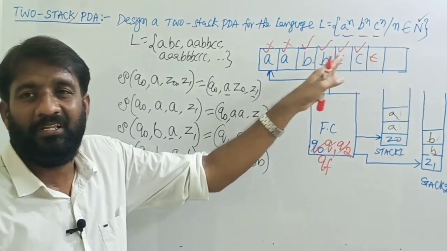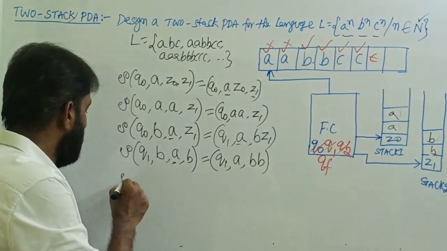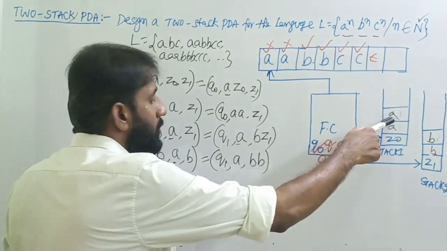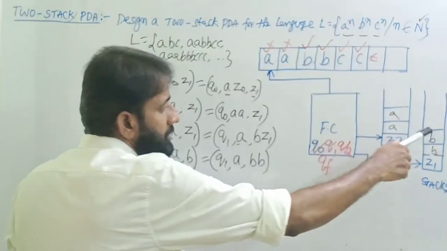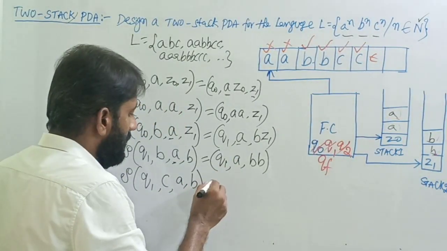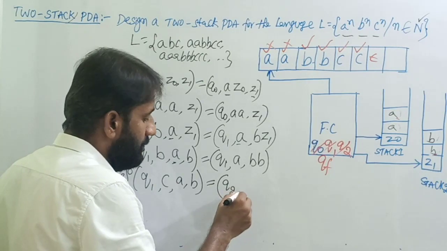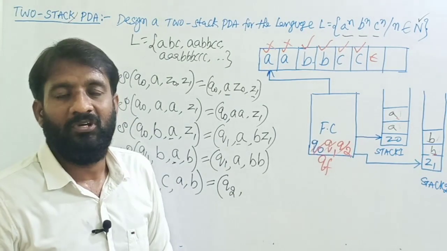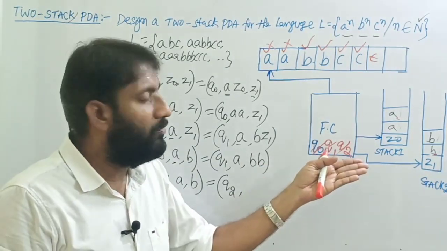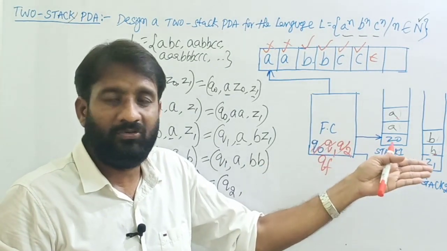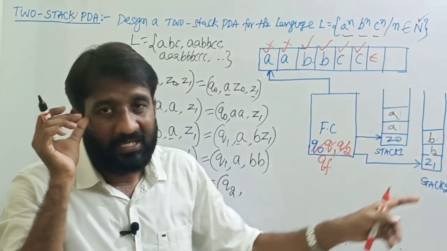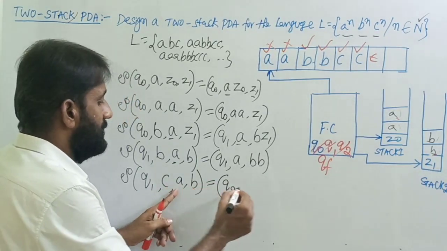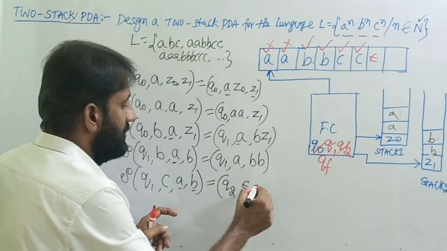Now the reading head is reading the C's. So transition of Q1 comma C. What is top of the stack 1? A. Then what is top of the stack 2? B. That equals change to the new state Q2, because we are doing the pop operation on stack 1 and stack 2. For every C we are going to pop one element from stack 1 and stack 2, that is A from stack 1, B from stack 2. So that is equal to Q2, if you remove A from this, epsilon. If you remove B from this, epsilon.